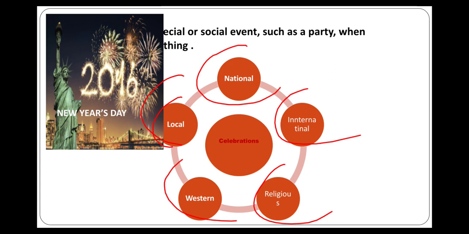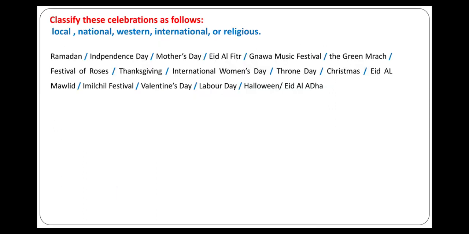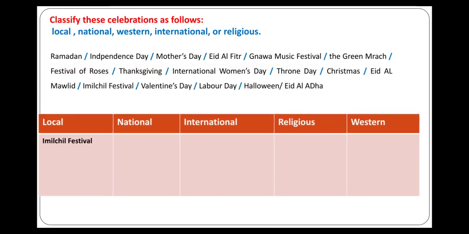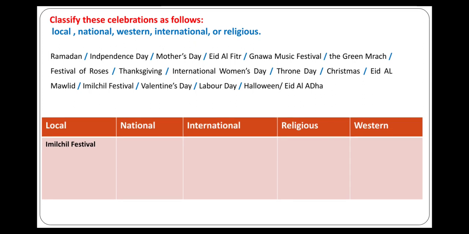So an international celebration or an international event is an occasion when everyone in different countries can celebrate. Now let's move to an exercise. So here you have a list of celebrations and occasions. You have also a table. So try to classify these celebrations according to these types: local, national, international, religious, or Western.